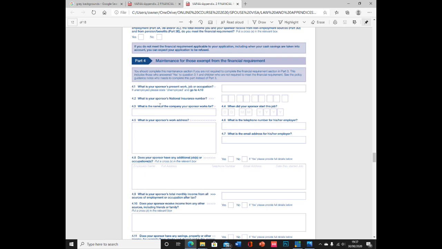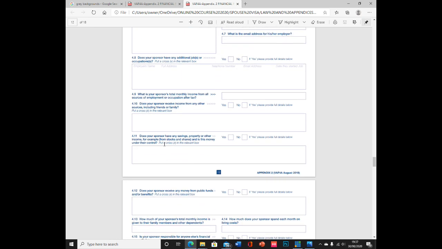So if your sponsor is unemployed, tell them unemployed, and if they are not working, tell them not applicable, cross it out and go on to the next section. You also need to disclose if your sponsor receives income from any other sources, from friends or family. Sometimes people, if they are not receiving enough maintenance or enough PIP, enough disability allowances, need to mention here if they are receiving any income from friends and family.